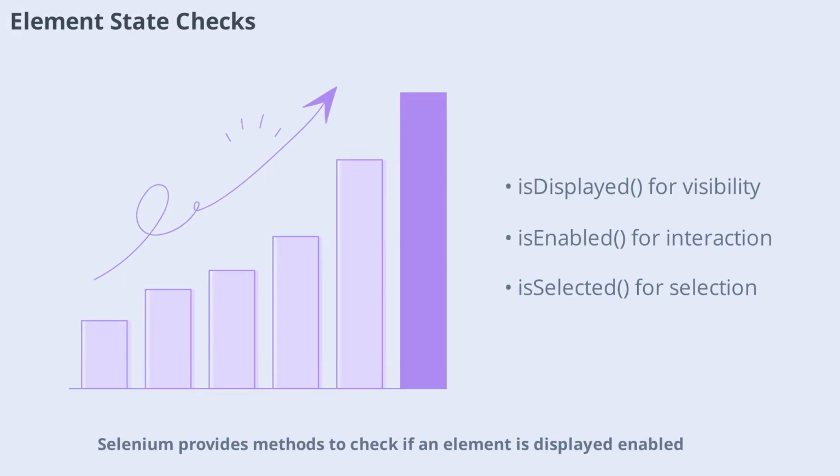Selenium provides methods to check if an element is displayed, enabled, or selected. The isDisplayed method verifies visibility, isEnabled checks if an element can be interacted with, and isSelected determines if a checkbox or radio button is selected. These checks are essential for building robust tests that interact only with the right elements at the right time.